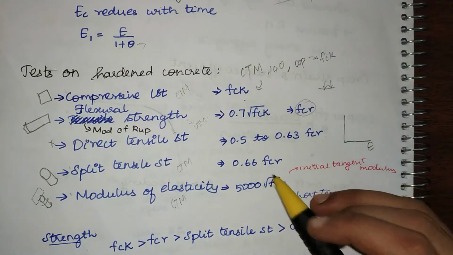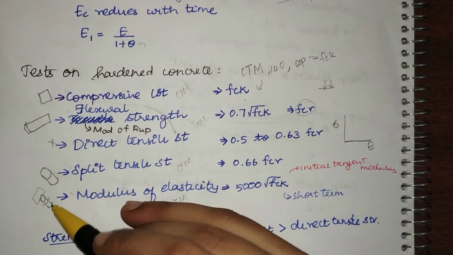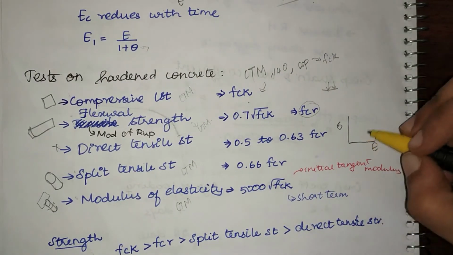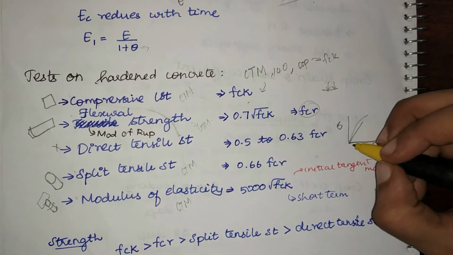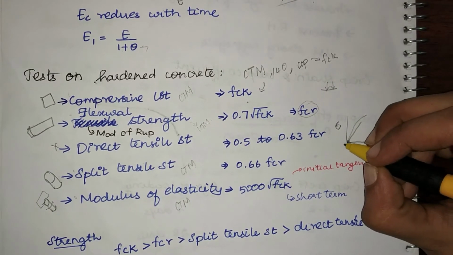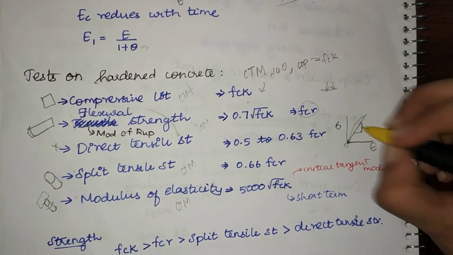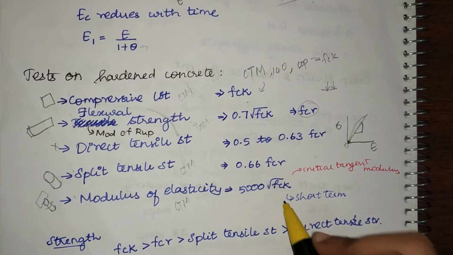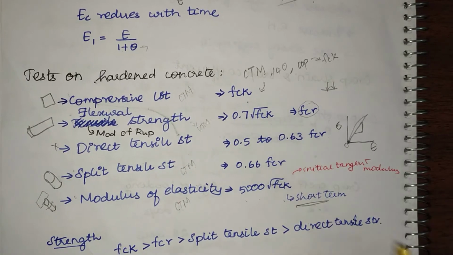So since we are using CTM here, we can find the stress value, and since we are using the compressometer, we can find the strain value, and from this we'll get a curve and the initial tangent modulus. Initial tangent modulus means the tangent that is drawn from 0, that is the initial point. That will give us the modulus of elasticity of concrete, and it can also be found out from the formula 5000 root FCK, and this elastic modulus we are getting is short term only and not long term.